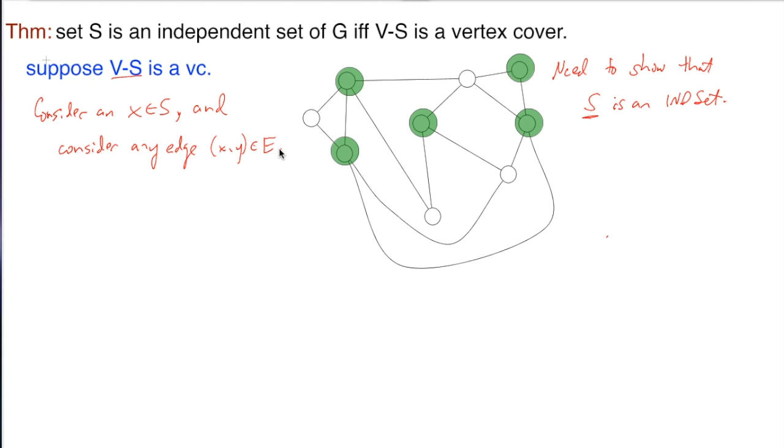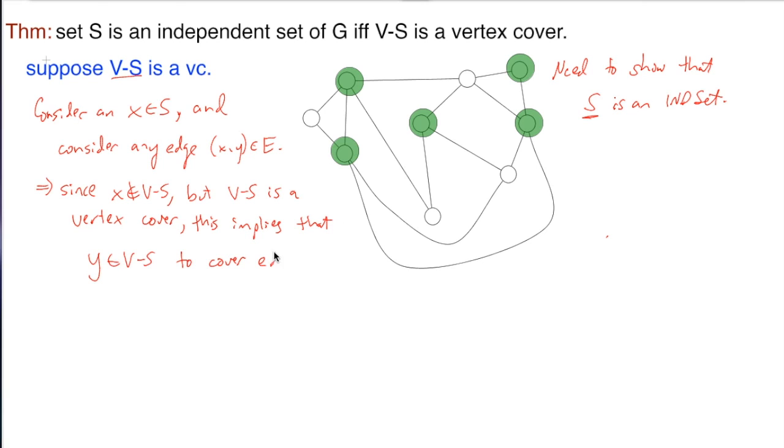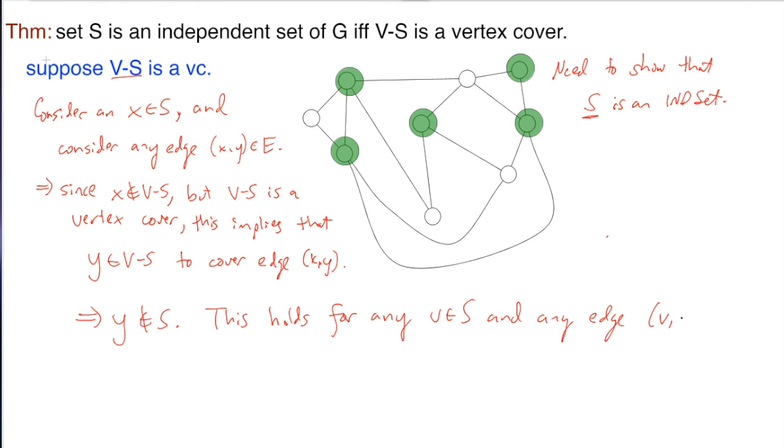What's our next sentence? Yeah, so in particular, since x is not in V minus S, but V minus S is a vertex cover, this implies that y must be in V minus S to cover edge xy. So this implies, in particular, that y is not in S, and this holds for any vertex V in V and any edge V comma W in E. So this implies that S must be an independent set.